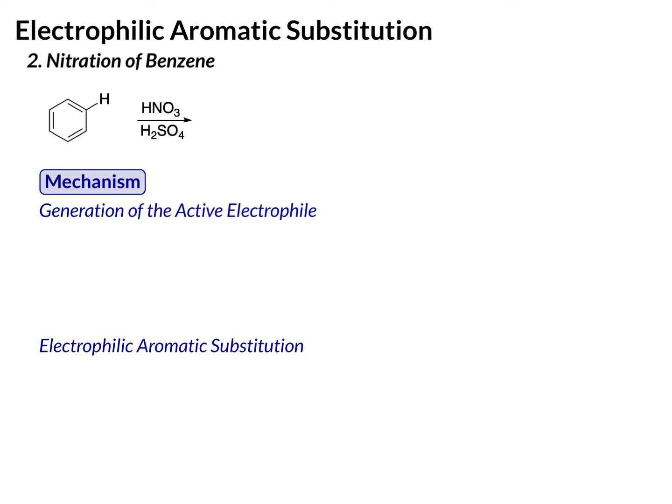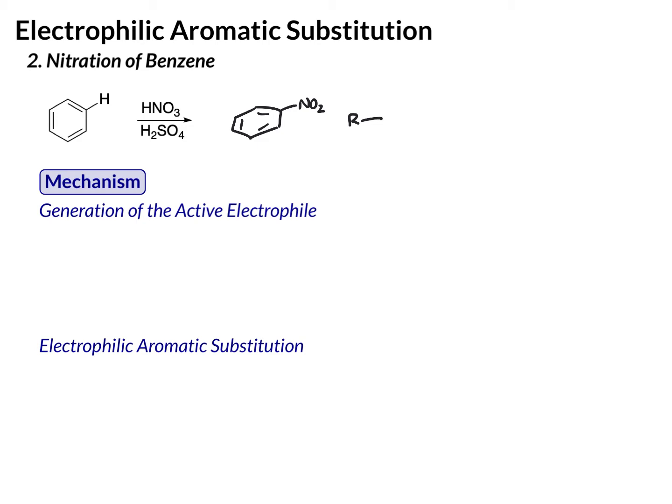The next reaction that we're going to look at is the nitration of benzene. So here we're going to take benzene, and I've drawn in one hydrogen explicitly. And if we treat this to nitric acid and sulfuric acid, what we're going to get is nitrobenzene. So pay special attention to the nitro group and the Lewis structure of the nitro group.